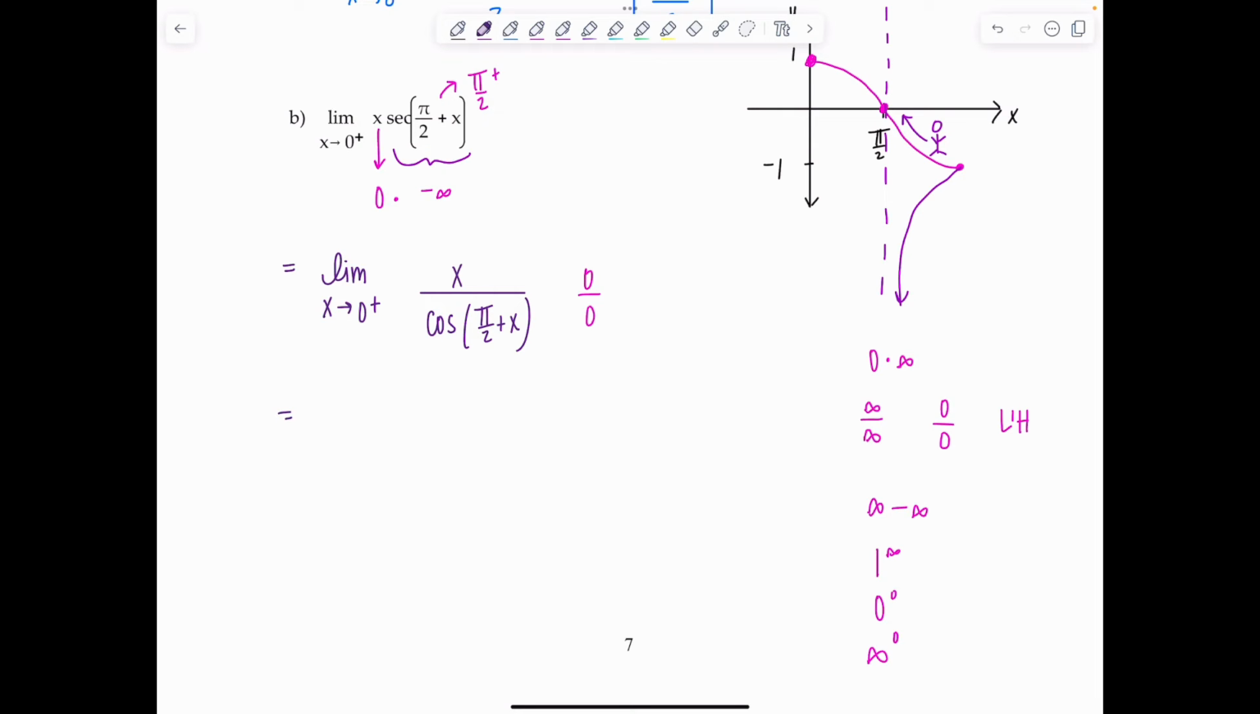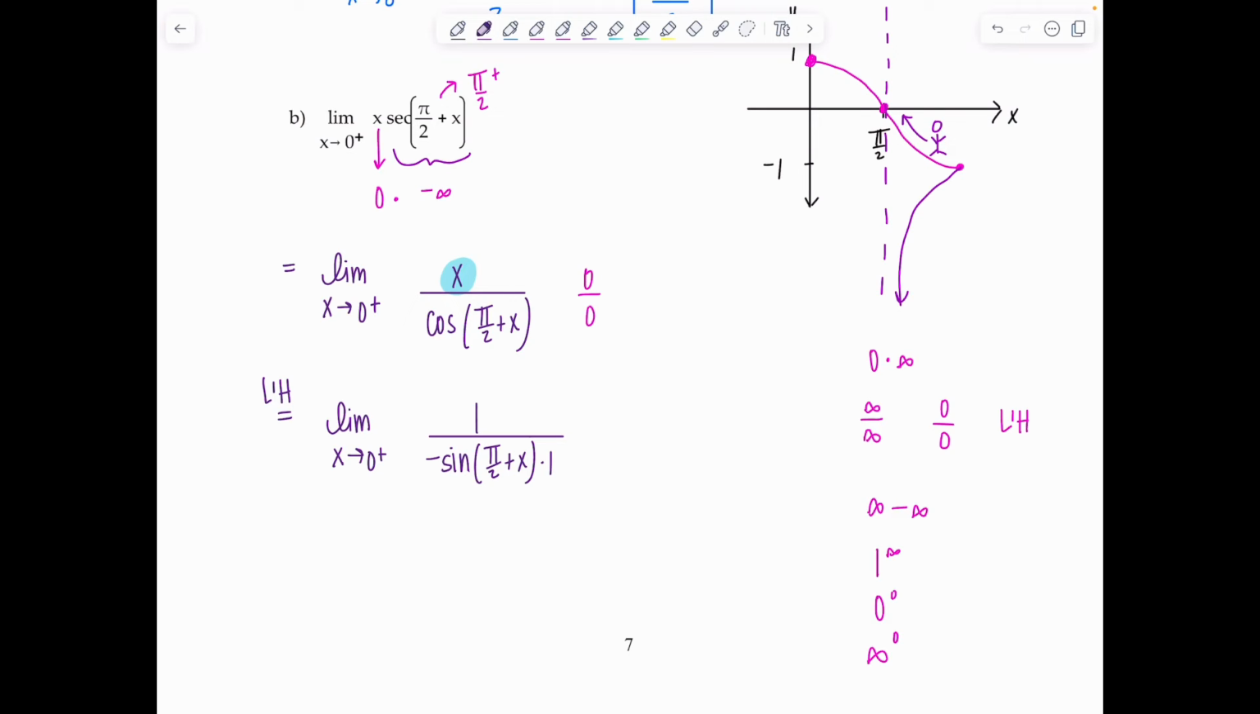Let's apply L'Hopital's rule. So we've got the limit as x goes to 0 from the right. What's the derivative of the numerator? Derivative of x is just 1. And then the derivative of cosine something is negative sine of the something. And then we use the chain rule. We check the derivative of the inside. Derivative of pi over 2 would be 0. Derivative of 1x is 1. So just 1. You don't have to write it, but I'm doing it so you know I'm thinking about the chain rule all the time. It never leaves my mind, that chain rule, let me tell you.